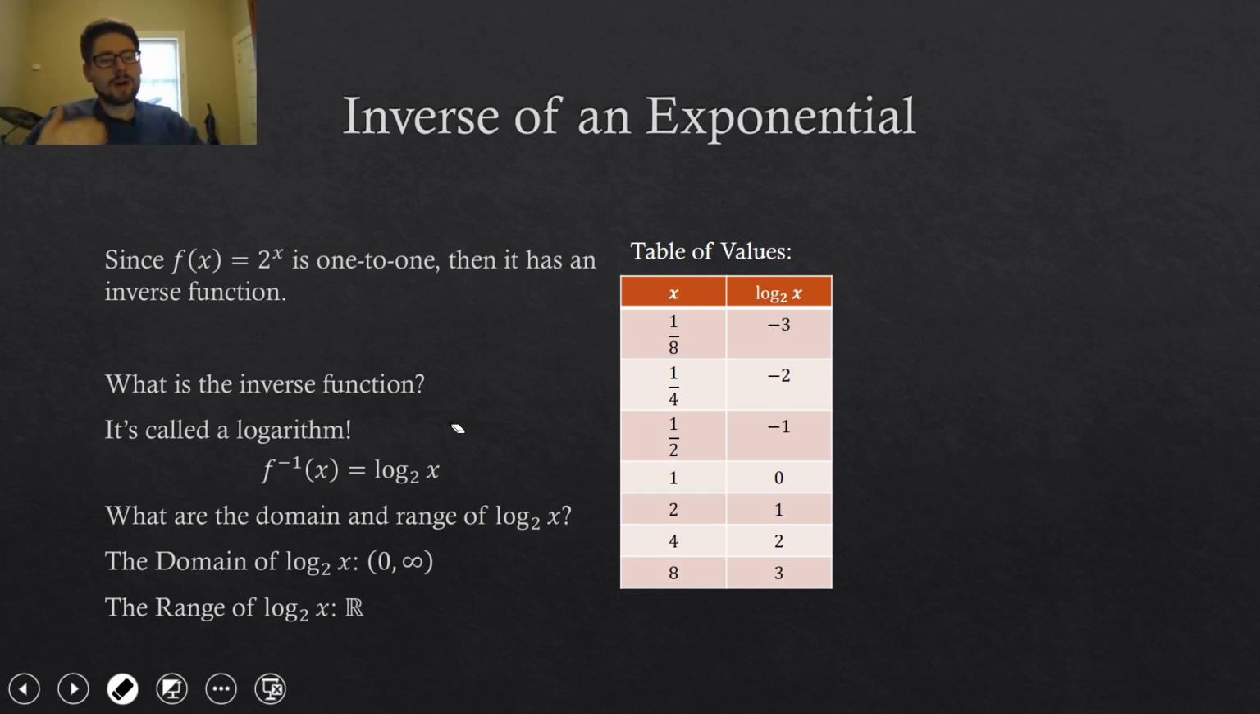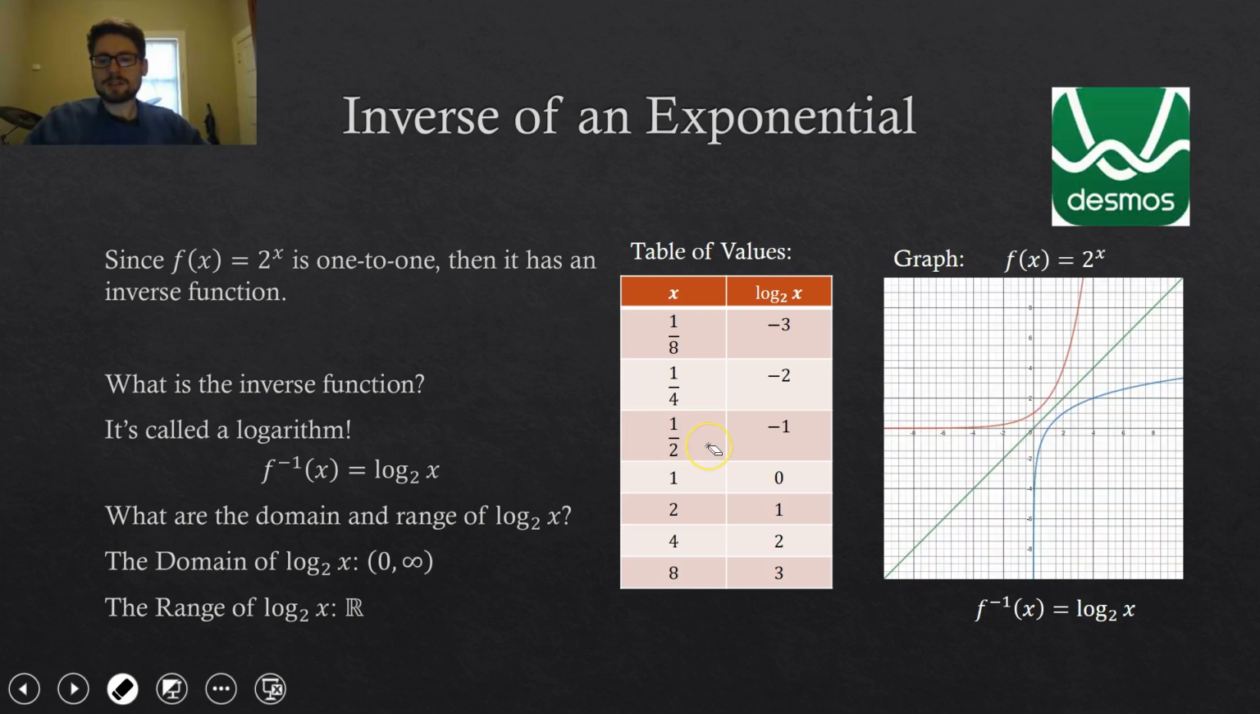Log base 2 is telling you what exponent you need to raise 2 to so that you get the thing on the left, whatever is your x, right? What exponent do you need to raise 2 to so that you get that? So its graph, it's going to look something like this.